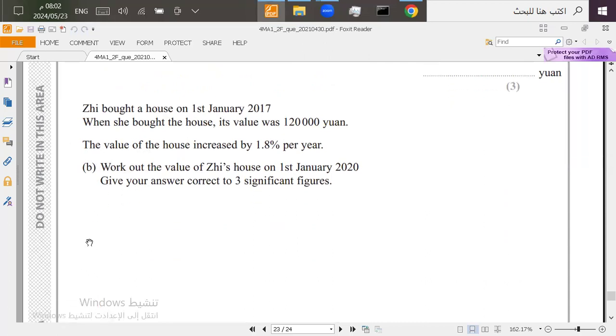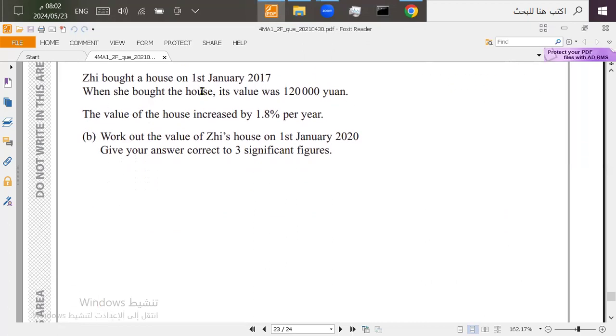Here, Z bought a house on 1st of January 2017. When she bought the house, its value was 120,000 yuan. Okay, 120,000 yuan. So this is the original price. Okay, the value of the house increased by 1.8 percent per year. So the house increased by 1.8 per year. Work out the value of this house on 1st of January 2020. Give your answer correct to three significant figures.